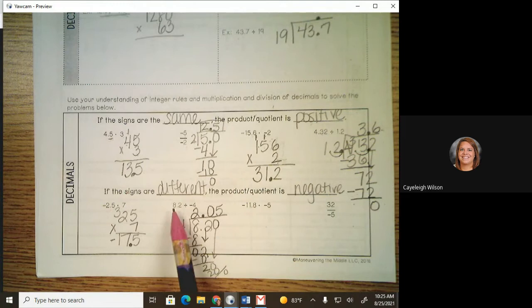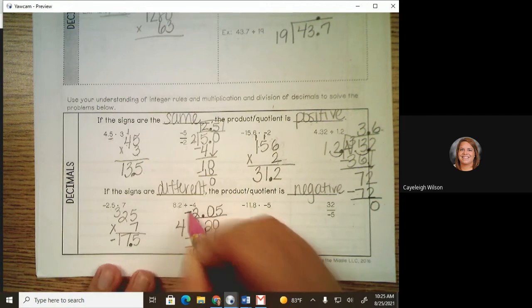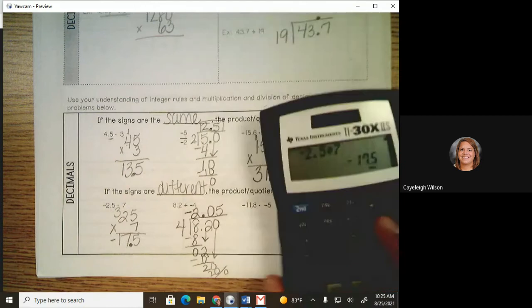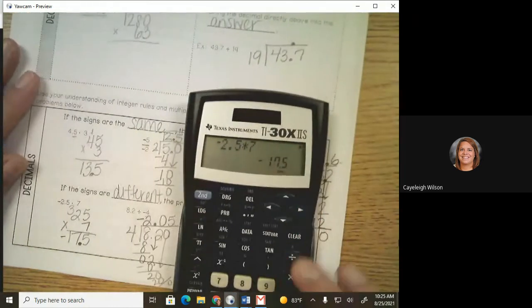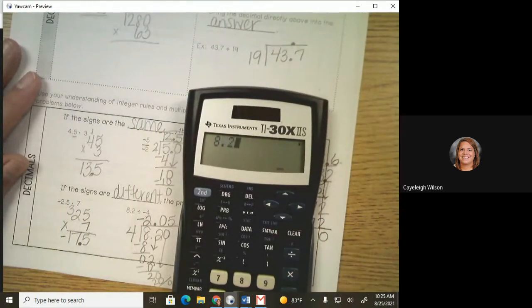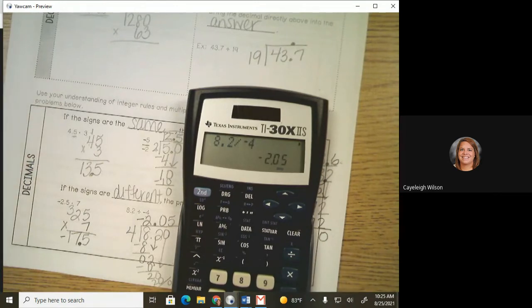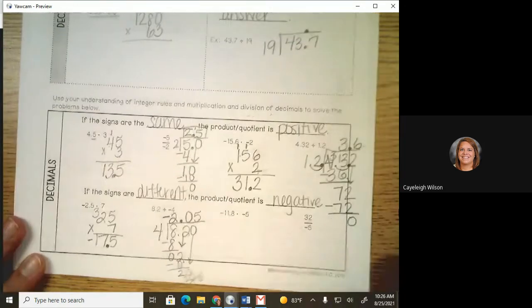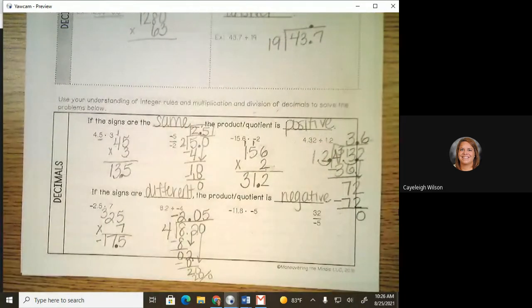Now, this was a positive divided by a negative. So my answer is going to be negative. And let's check it. See if you can see this a little better. Okay, so I'm going to do 8.2 divided by negative 4. Yay, I'm right. But I want to see your work like I'm showing and use this as a backup to check it.